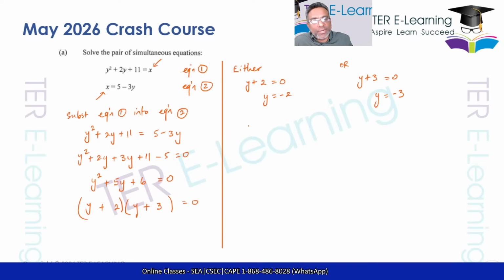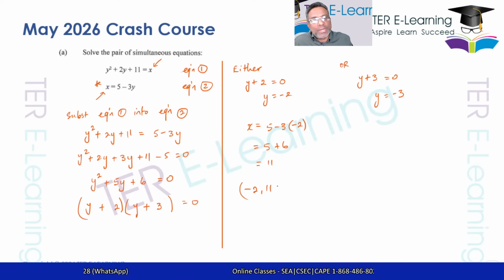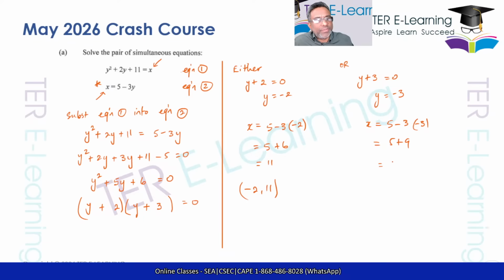The next thing we need to do is figure out x. So we're just going to substitute into any one of the equations, but my suggestion is this one. So this is going to be 5 minus 3 by y, which is minus 2. So this is going to be 5. Minus 3 by minus 2 will give me plus 6. So this is going to give us 11. So therefore, one solution here will be minus 2 and 11. And the next thing here is we're going to have x is equal to 5 minus 3 by minus 3. So this is going to be 5 plus 9. So that's going to give us 14.